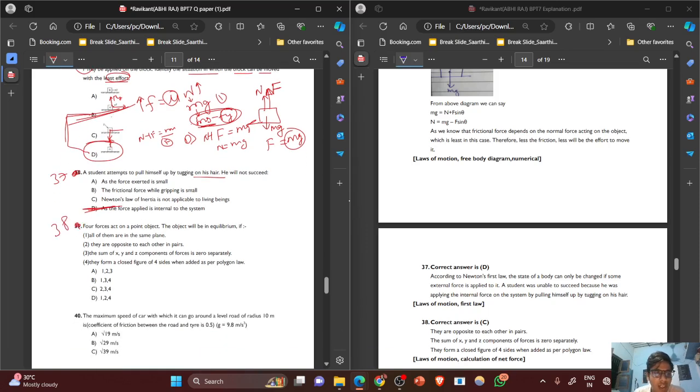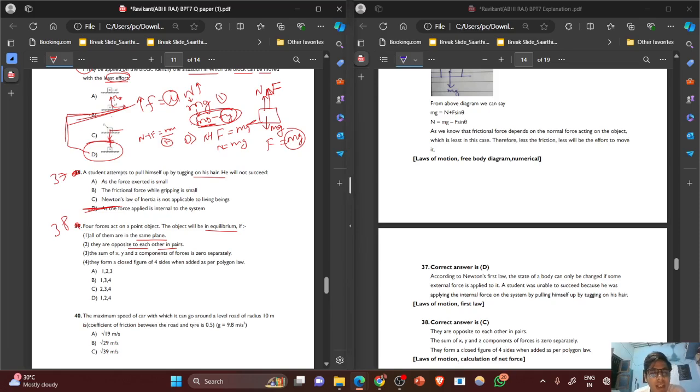Sorry, 38th question. Four forces act on a point. The object will be in equilibrium if all of them are in the same plane, they are opposite to each other in pairs, the sum of x, y, z component forces is zero separately, or they form a closed figure. Now it is asking which one is your correct answer.